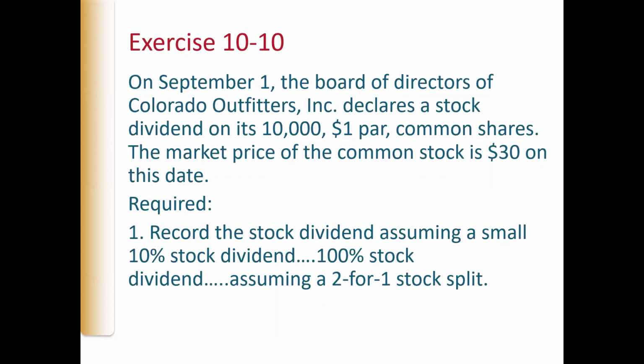So this exercise is going to show: September 1st, the Board of Directors of Colorado Outfitters declares a stock dividend on its $1 par common shares. Market price of the common stock is $30 on this date. We'll assume it's a 10% stock dividend, then we'll treat it as a 100% stock dividend, and then a 2-for-1 stock split.